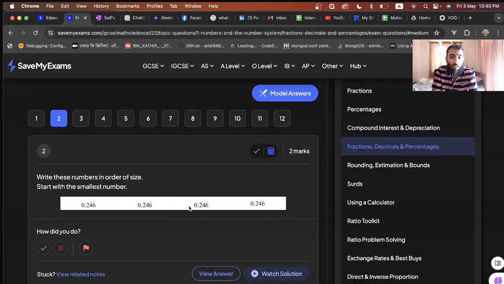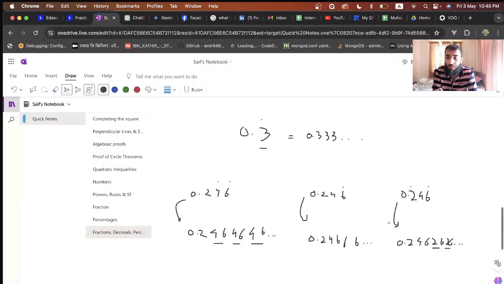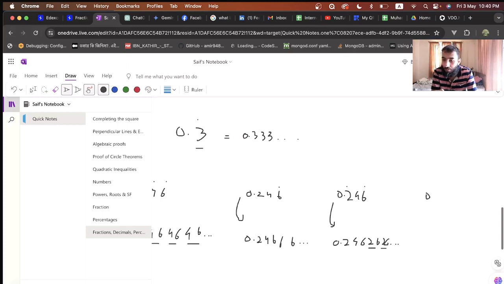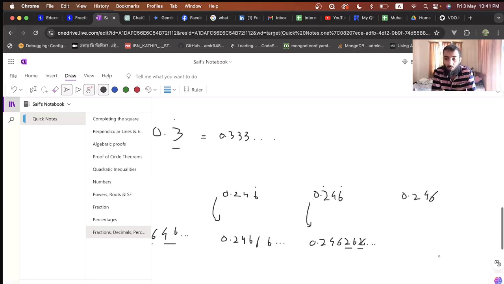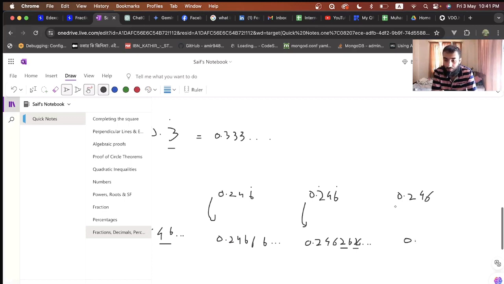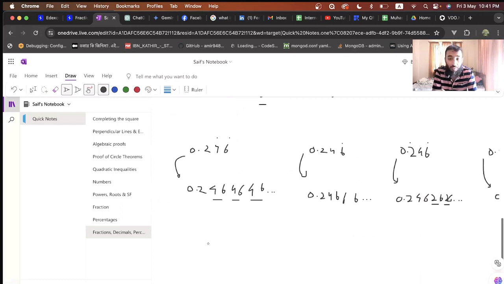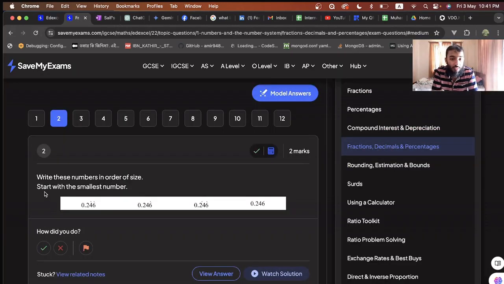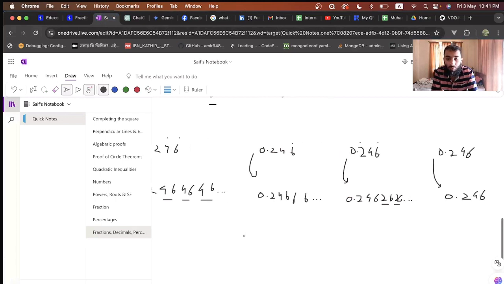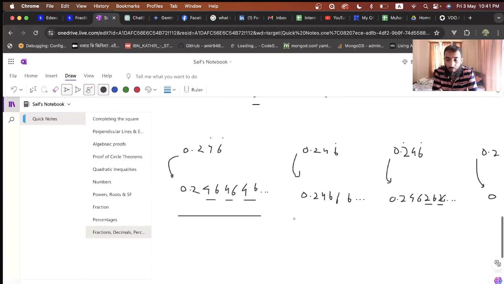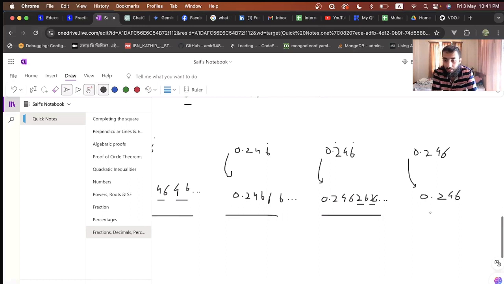And then if I look at the fourth number, it is just 0.246 given. There is no recurring pattern here. So this is just plain 0.246. Now you have to write these numbers in the order of size, starting with the smallest number, out of these 4.